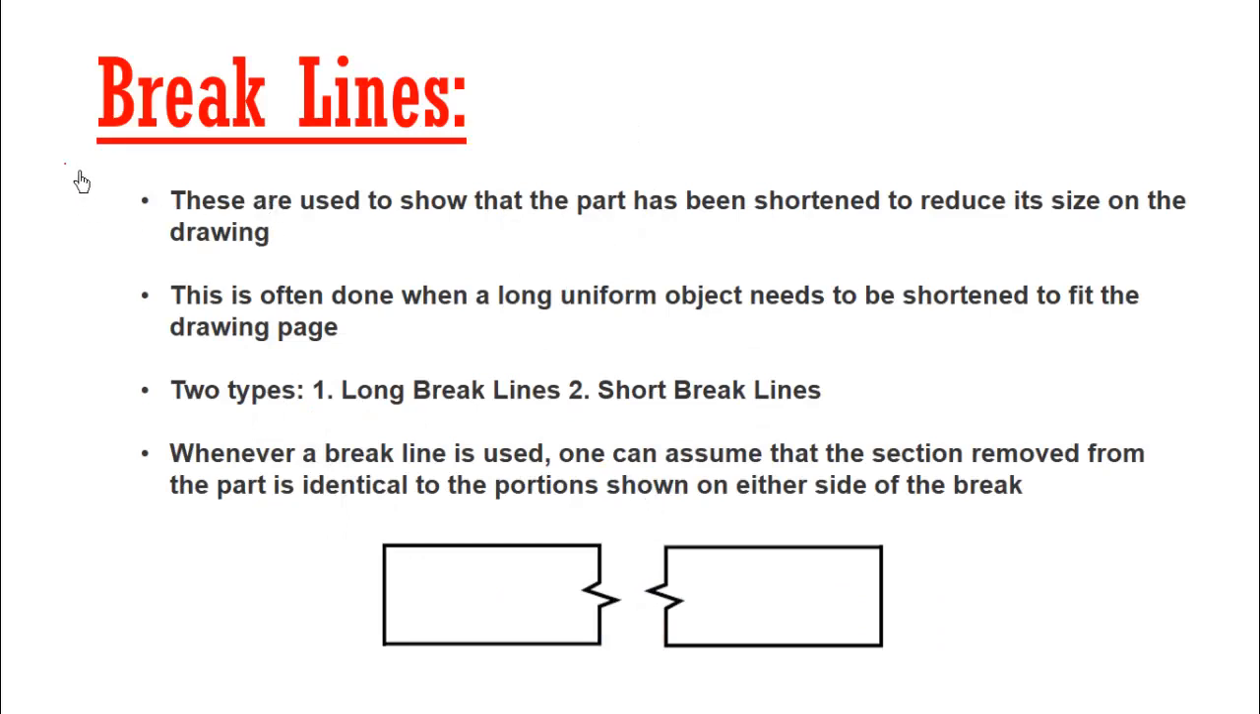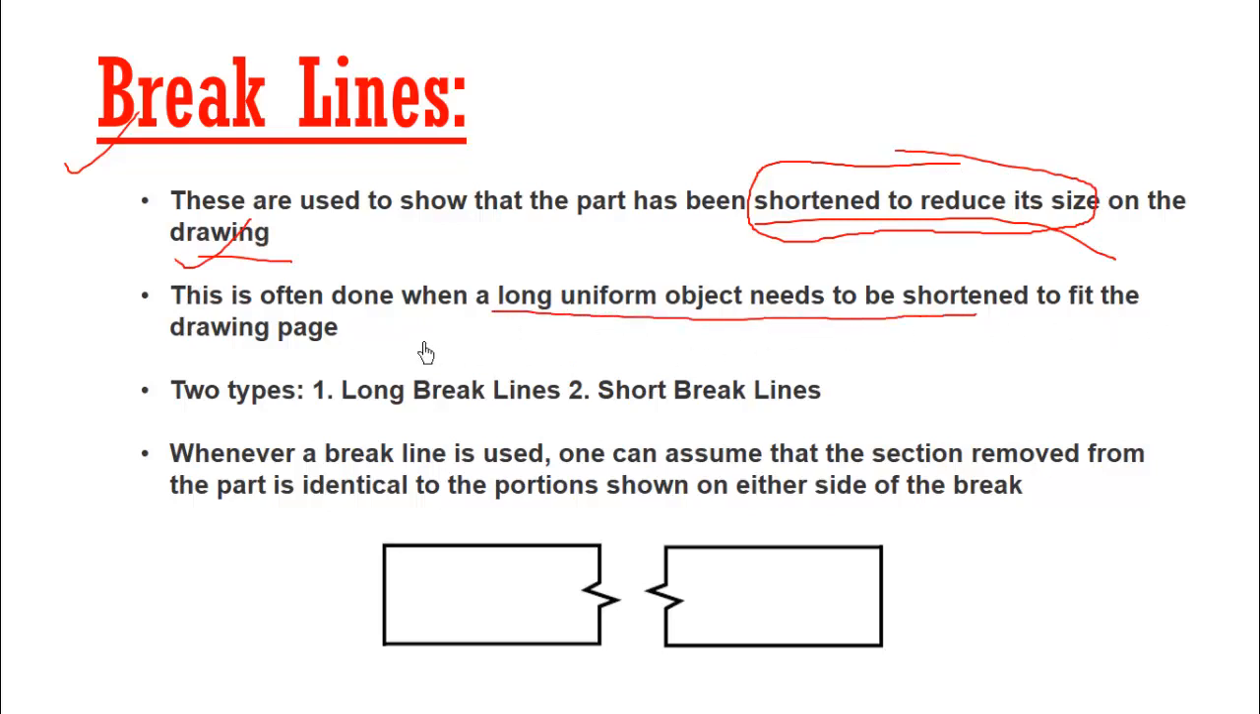Now break lines. Usually the break line is used to shorten or reduce the size of a part. These lines are used to show that the part has been shortened to reduce its size on the drawing. This is often done when a long uniform object needs to be shortened to fit the drawing page. Basically the drawing page is small and the part length is very long, so for that you need break lines. There are two types of break lines, long break line and short break line.